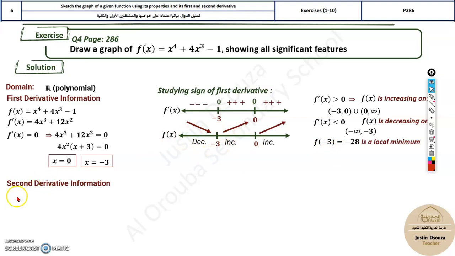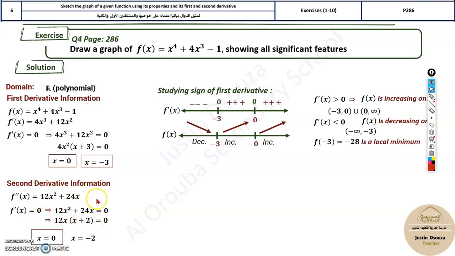And what next? We need to find the second derivative. Before that, this graph is something like this and it goes up. So we have a local minimum at minus 3. So this is the value. Now next one is the second derivative. Find the second derivative and then you can find the concave up and down.